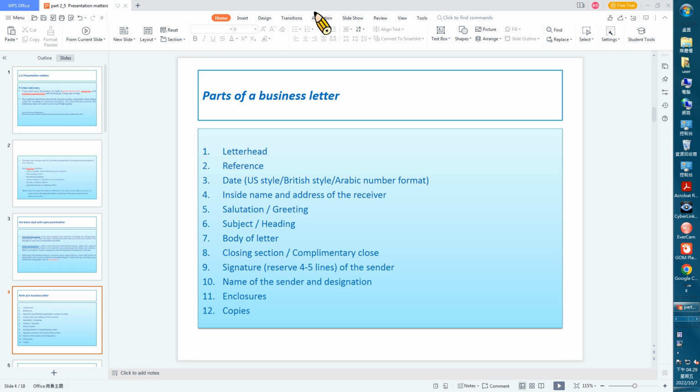Number 7, body of a letter. Number 8, closing section or complimentary close. Number 9, signature of the sender. Number 10, name of the sender and destination. Number 11, enclosures. Number 12, copies.